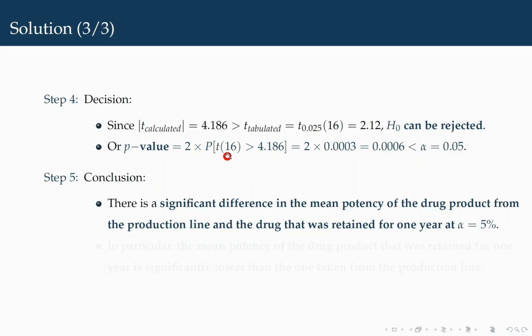Or if we obtain the p-value using a certain statistical software, it would be around 0.006, and this value is less than the specified significance level, which is 5% or 0.05. Therefore, again, H0 can be rejected. So our conclusion is there is a significant difference in the mean potency of the drug product taken from the production line and the one that is stored for a period of 1 year at 5% level of significance.